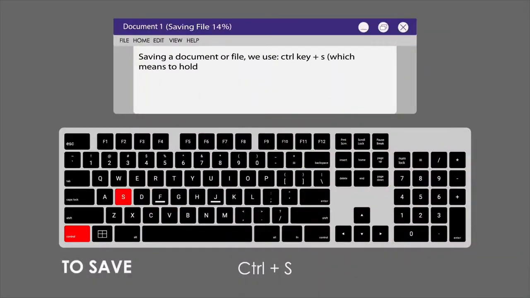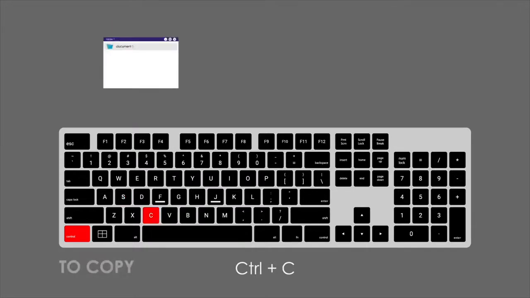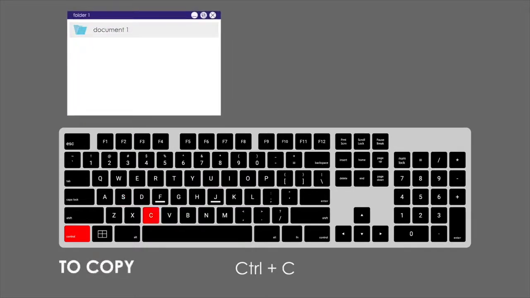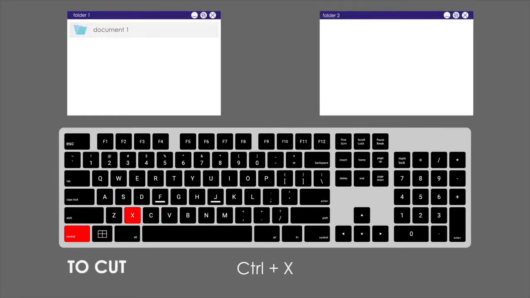Saving a document or file, we use Control key plus S, which means to hold down the Control key and simultaneously tap the S key. For copying a particular word or sentence, highlight the text first and press Control C. If you want to remove the content from the document and place it in some other location in the same or different documents, we use Cut or Control X.